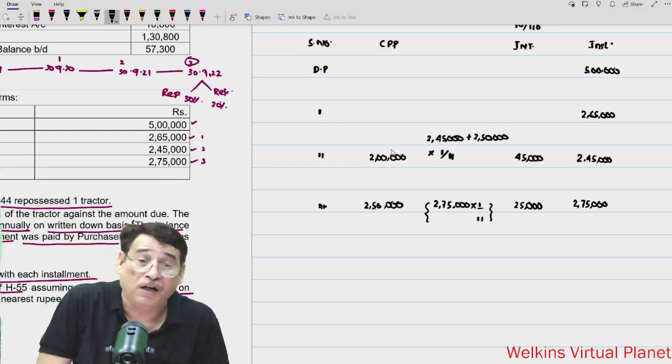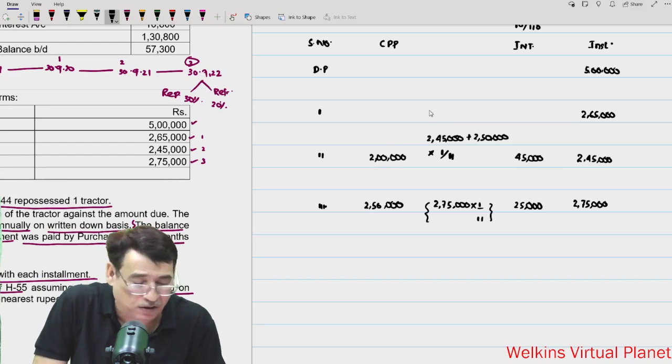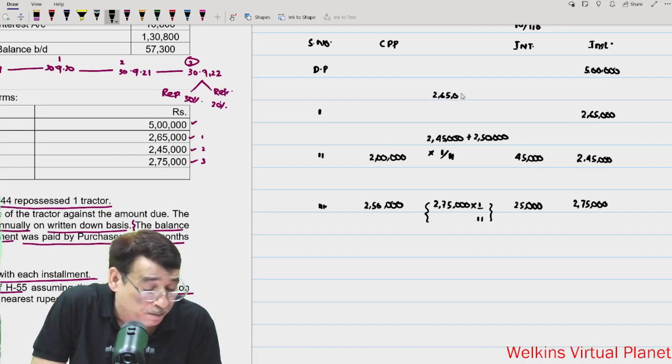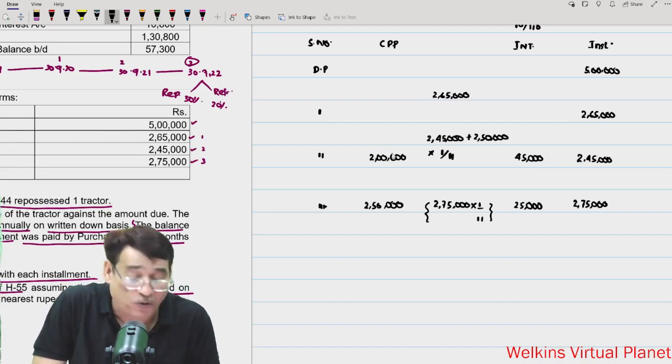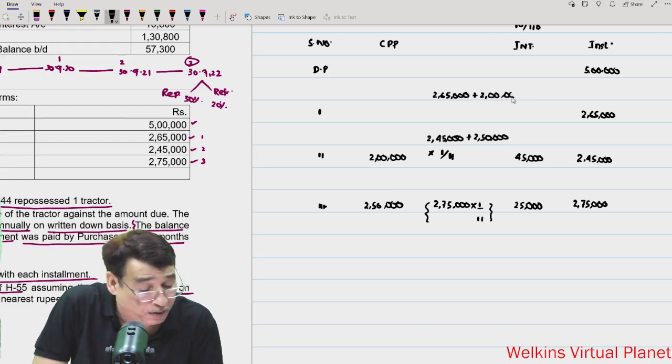And on similar logic, when I am going to compute the interest for the first installment, first of all, I am going to write the amount of installment, which is 2,65,000. Because this amount is still outstanding, because we are in the first year. So that is the reason we have to add all these amounts, because interest is always computed on the remaining balance. Plus, I have added 2 lakh, I am going to add 2,50,000.